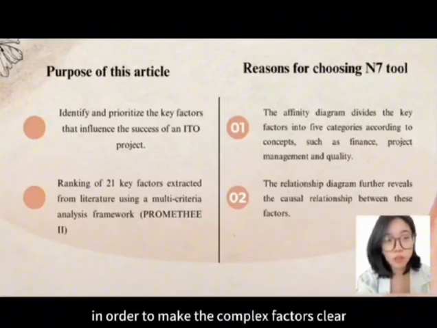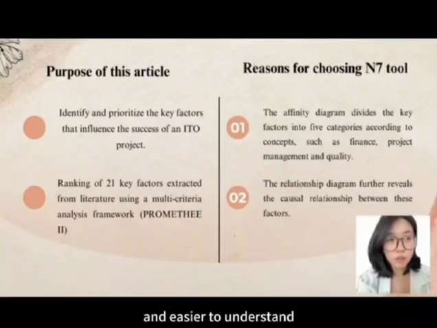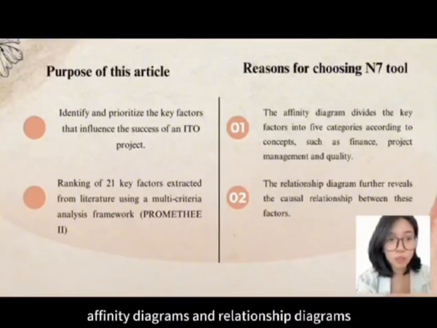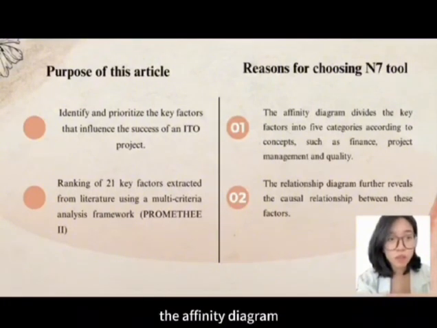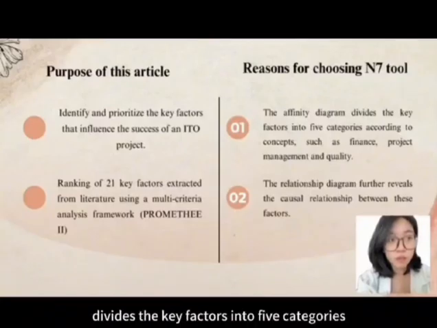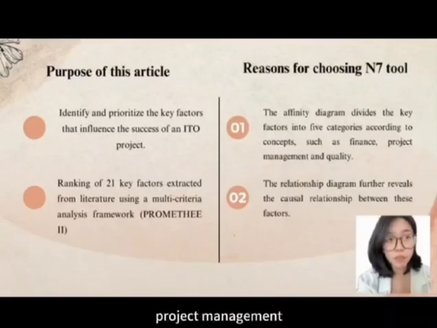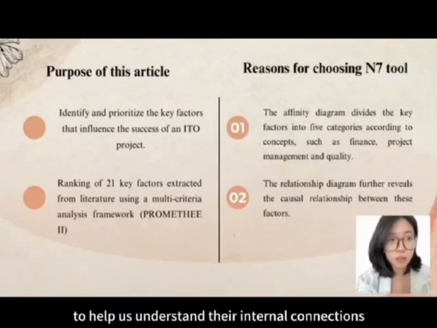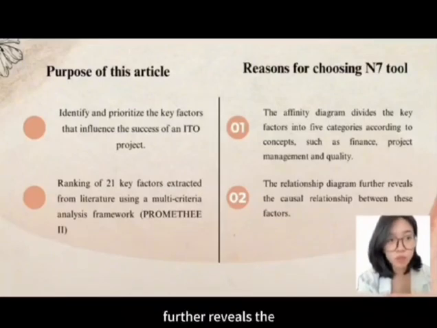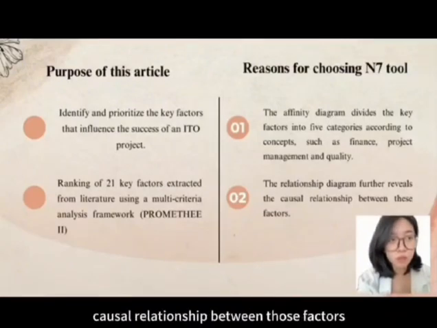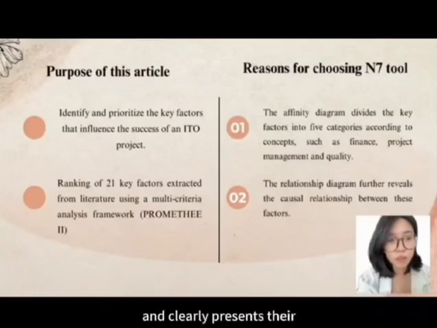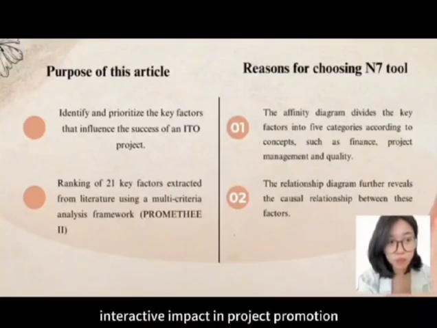In order to make the complex factors clear and easier to understand, the study used affinity diagrams and relationship diagrams. The affinity diagram divides the key factors into 5 categories according to concepts such as finance, project management, and quality, to help us understand their internal connections, while the relationship diagram further reveals the causal relationship between those factors and clearly presents their interactive impact in project promotion.